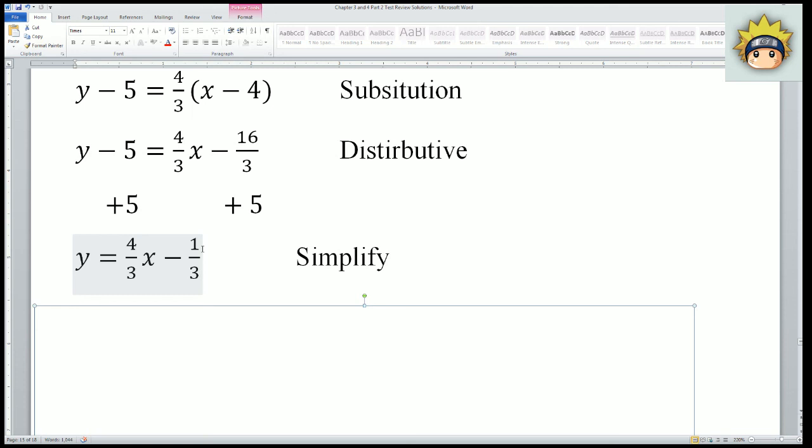So there you go. That covers all the perpendicular problems in the homework solution, which is Chapter 3 and Chapter 4, Part 2 test review.